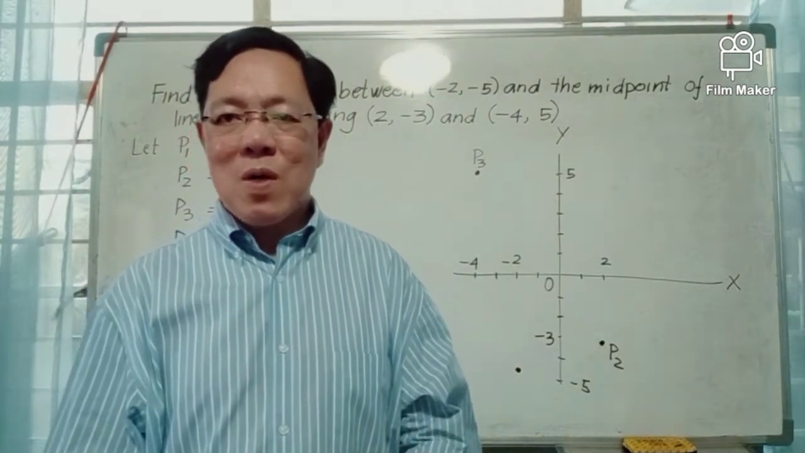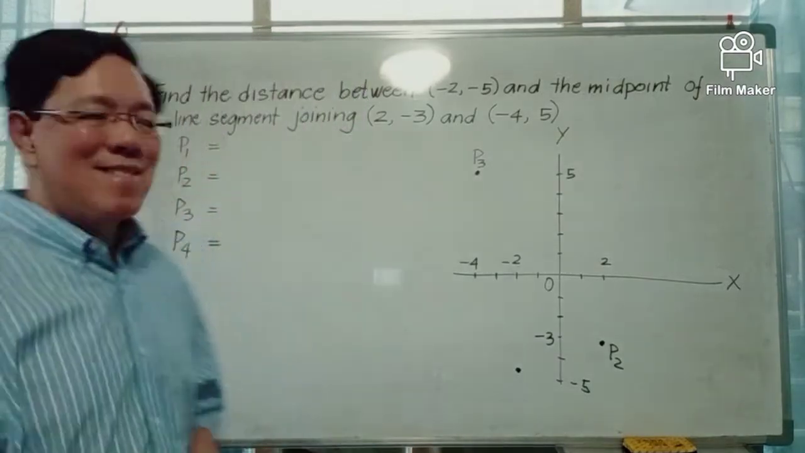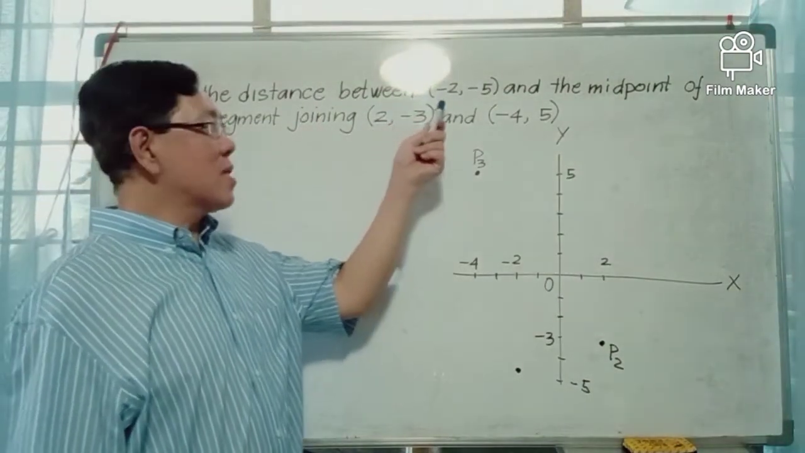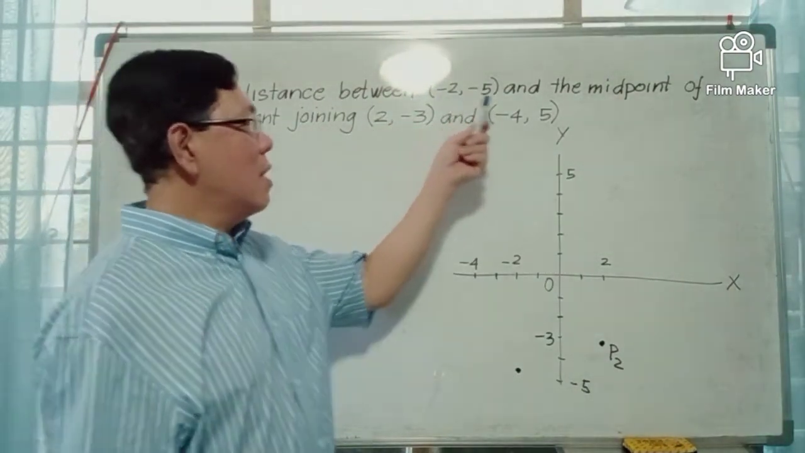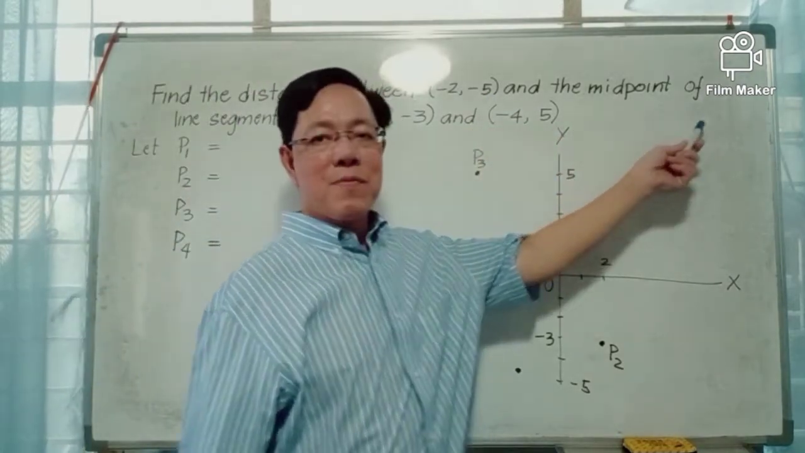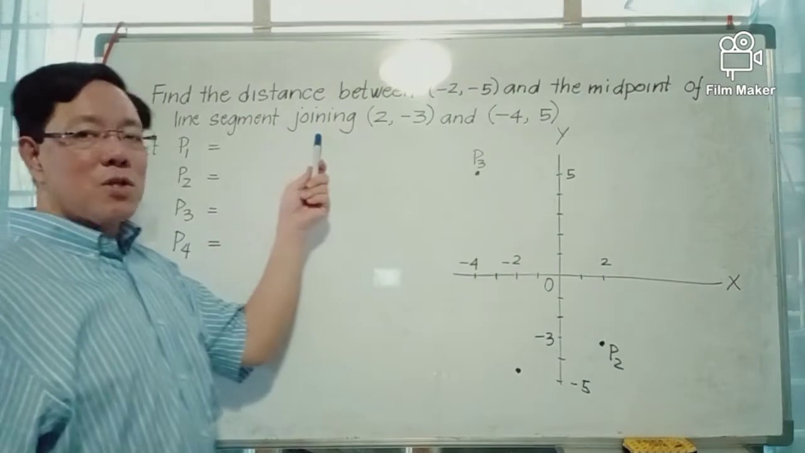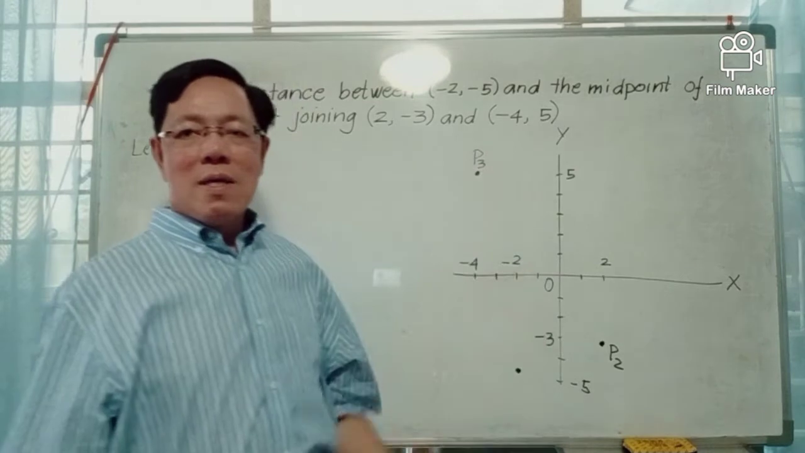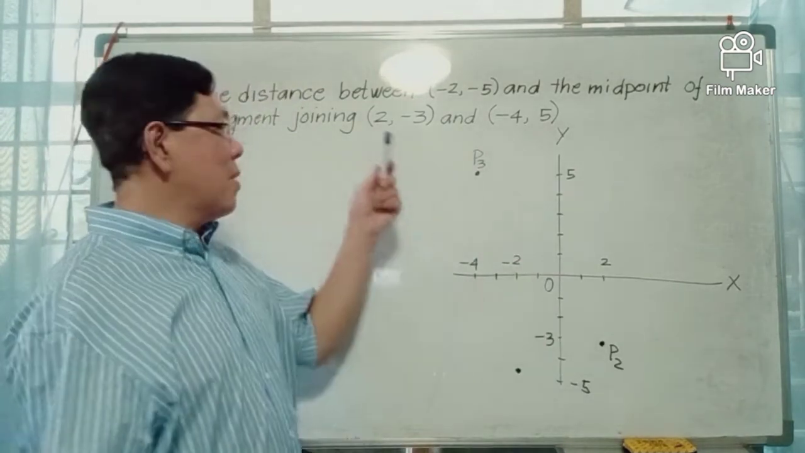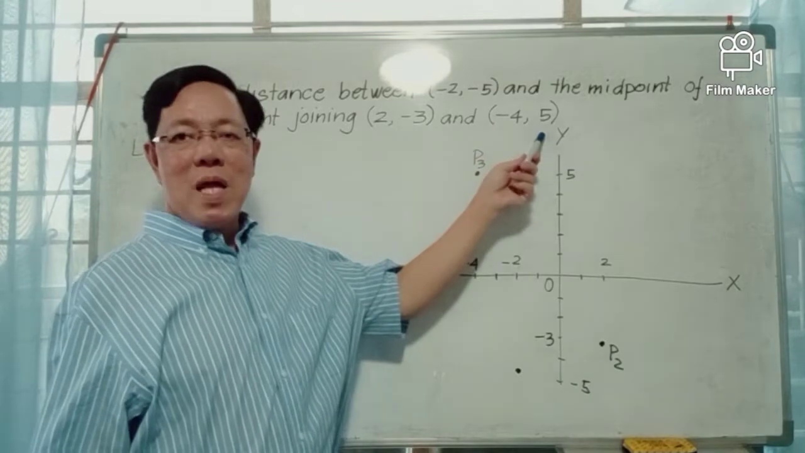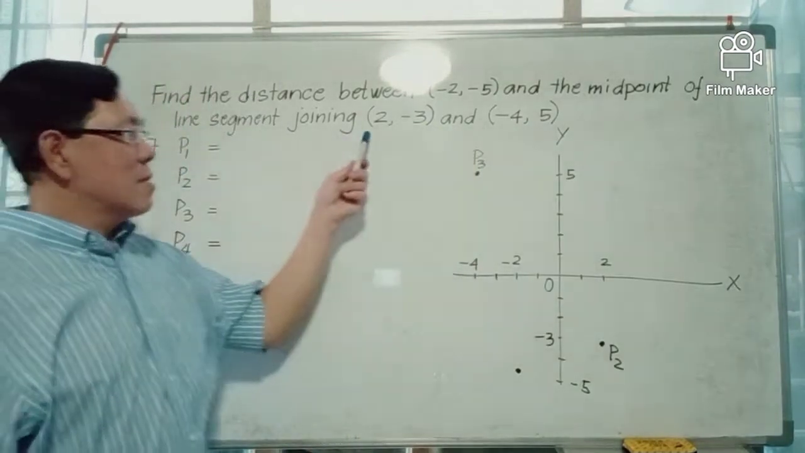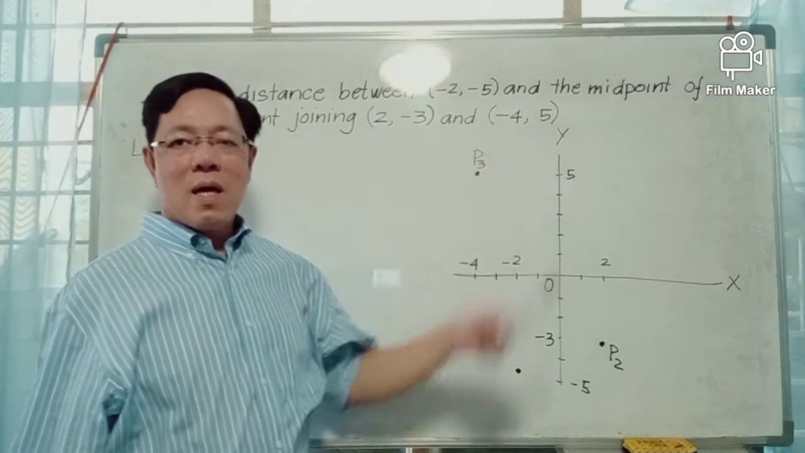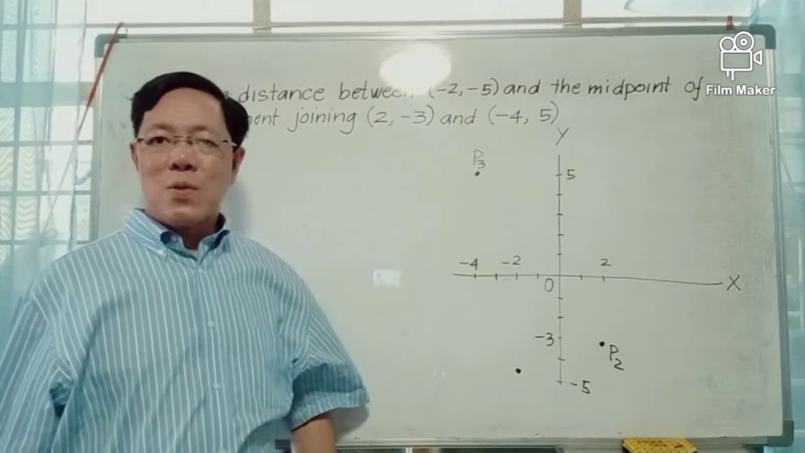For our first example, consider the following problem. Find the distance between (-2, -5) and the midpoint of the line segment joining (2, -3) and (-4, 5). The givens in this problem are the endpoints of the line segment. The endpoints are the points (2, -3) and (-4, 5). And the solution of this problem will take two steps.